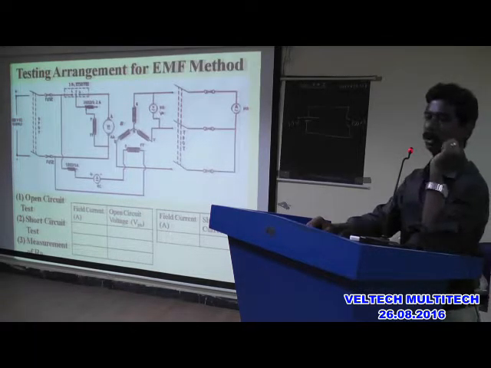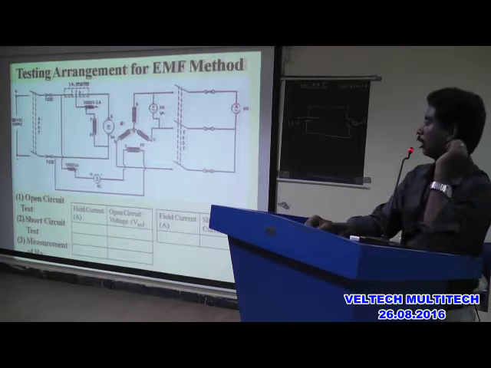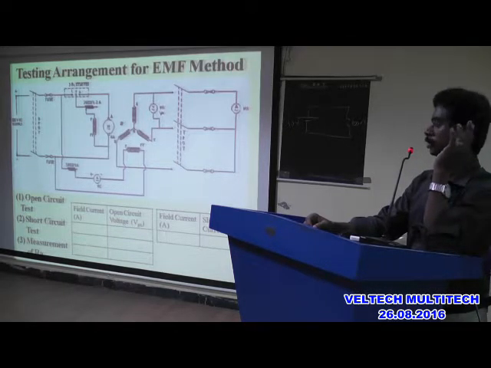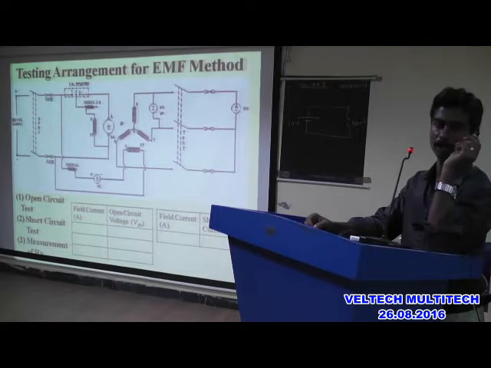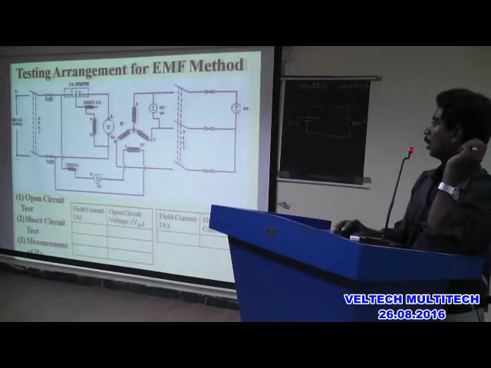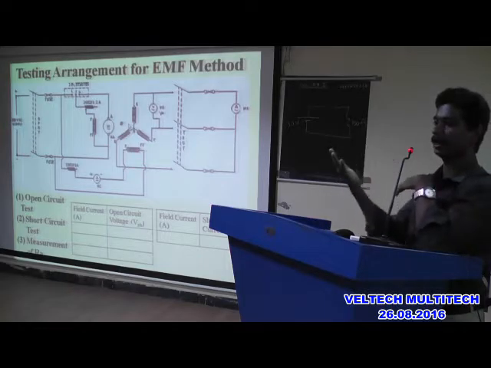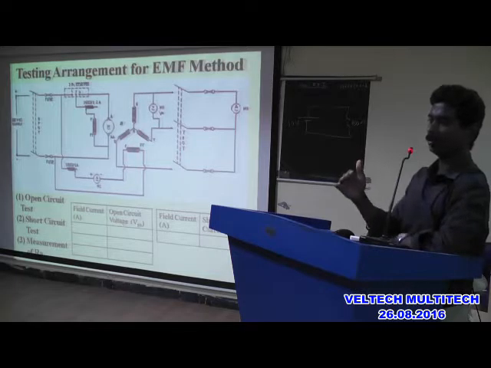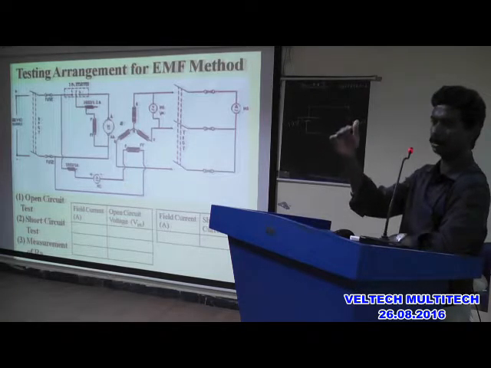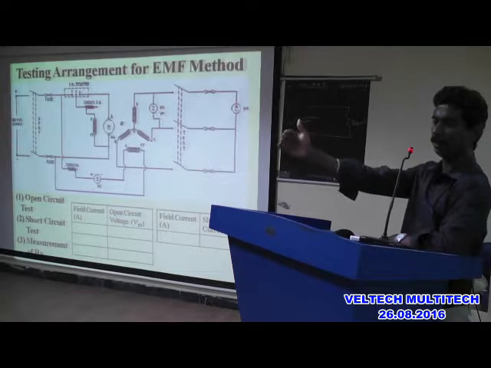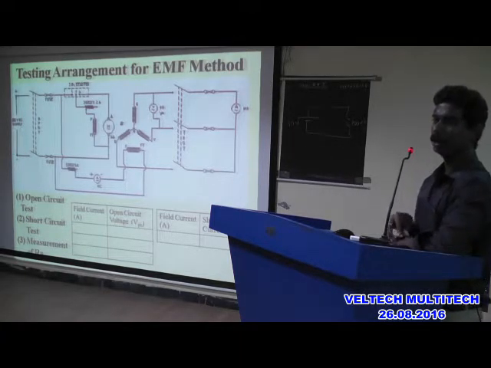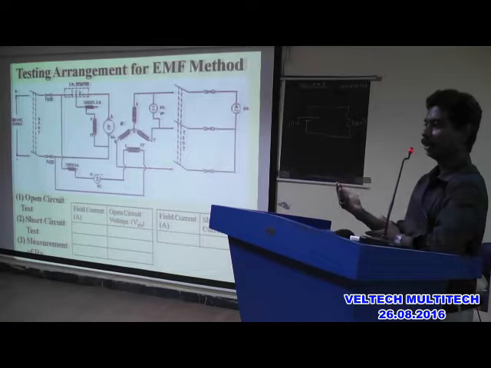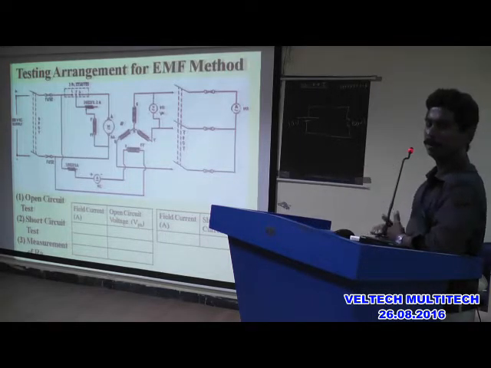First method, EMF method. In EMF method, you are supposed to conduct three tests. One is the open circuit test and another one is the short circuit test. The third test is the armature resistance measurement test. So this is the arrangement. So this is the alternator. For this alternator, we are going to determine or predetermine. Indirect method means predetermination. Direct method means determination. In exam, if they ask determination, you have to conduct a direct method in laboratory. Determine the regulation of a particular alternator means you have to conduct the direct method. Indirect method means predetermined. They will use the word predetermined.